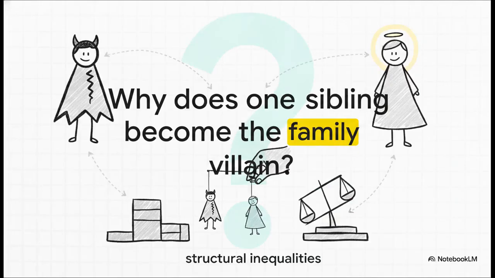So, why does one sibling always seem to end up as the family villain, while the other gets to play the perfect child? It's a painful reality for so many of us. You probably know a family, maybe even your own, where siblings just do not get along, or where one person is kept at a distance, treated as the designated bad guy of the group. But is it actually fair to judge someone's entire character based entirely on that dynamic?